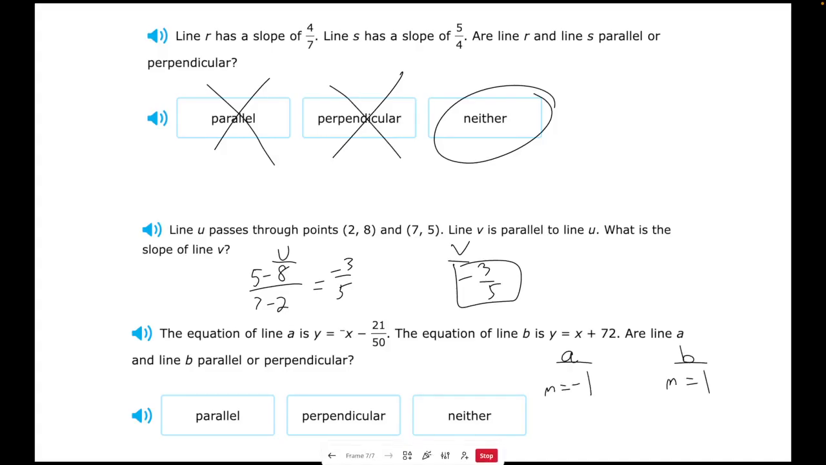For this last problem, it's a bit of a tricky question. So first off, we had to remember that, for line A, remember there's an invisible 1 in front of the x. So the slope of A is -1, the slope of B is +1. And then these are actually negative reciprocals because this is -1/1. If you flip that and negate it, you get +1/1, which is just 1, right? So these are perpendicular lines.